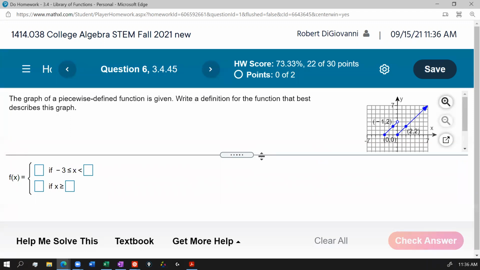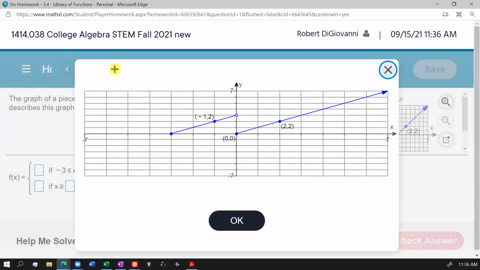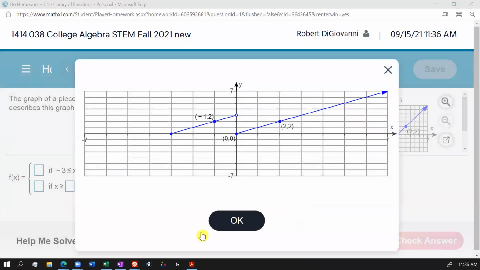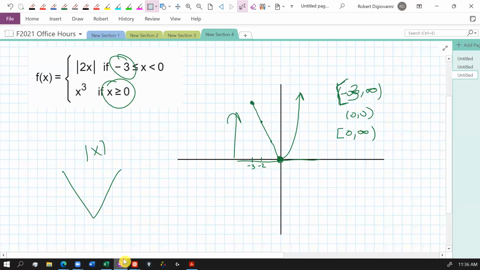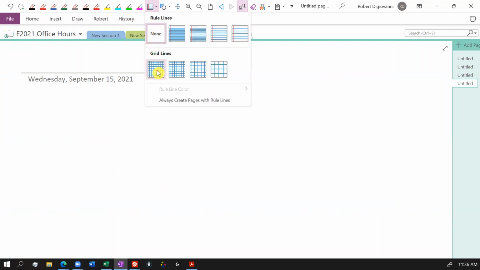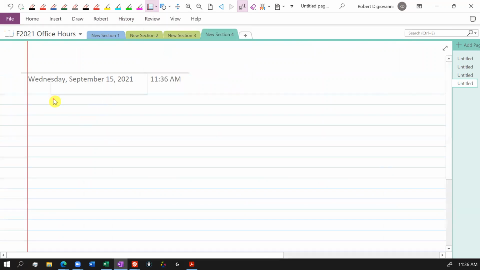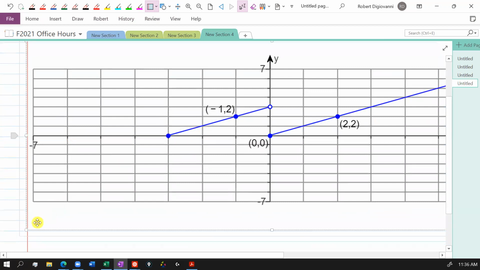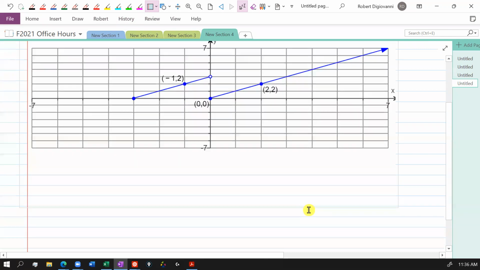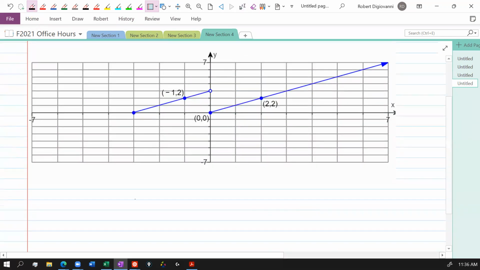All right. The graph of a piecewise function is given. Write the definition of the function that best describes this. Oh wow. Let me copy this. This one's tricky. Didn't really plan on covering this in class, so maybe I'll need to. So they give us this function. Okay, so let's take a look at it. It looks like it's two pieces. So our function is going to have two pieces to it.